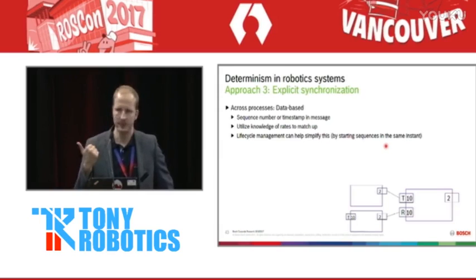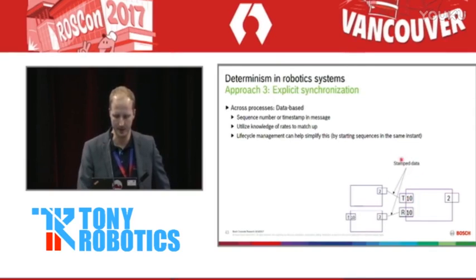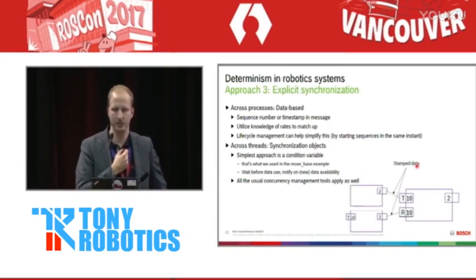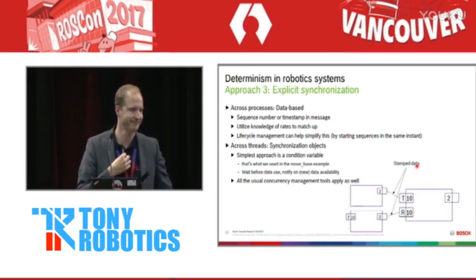And there's the ROS2 lifecycle, which we also backported to ROS1, that can help you. And this is just visualizing it. So that means you have to have stamped data here. And if you have it across threads, you can use synchronization objects in the same process, which is what we did in the move case. We just put a condition variable. And of course, the usual concurrency management stuff.